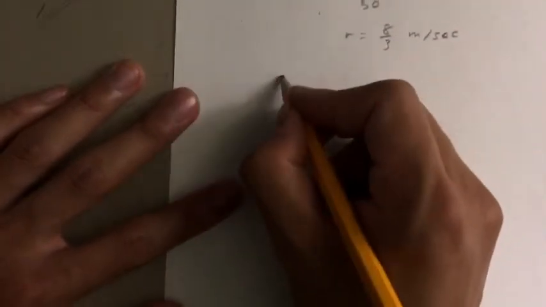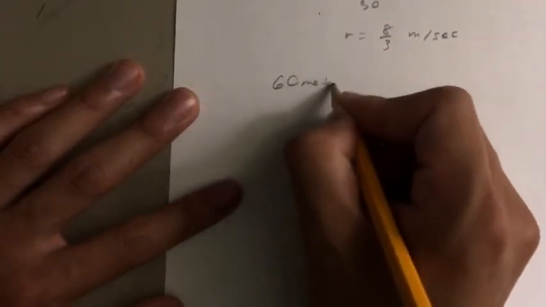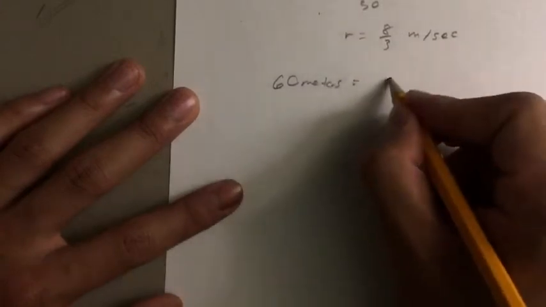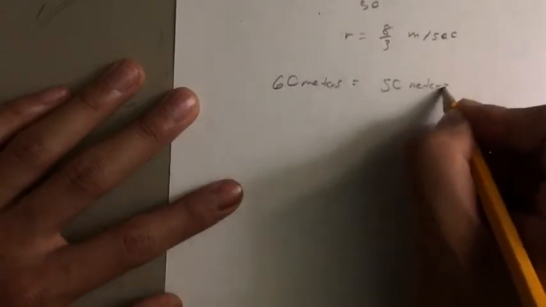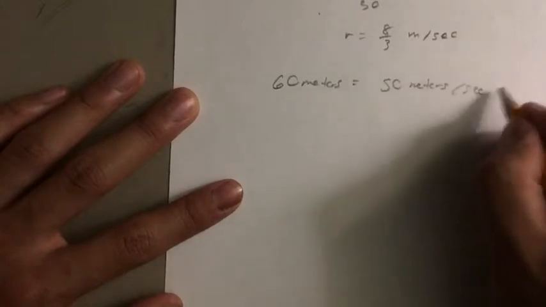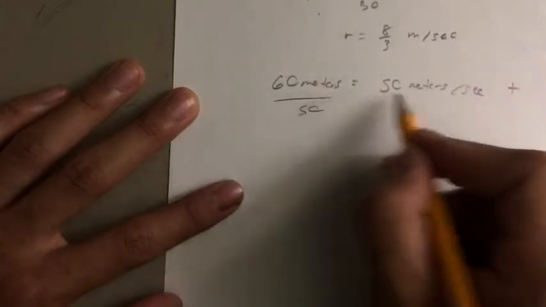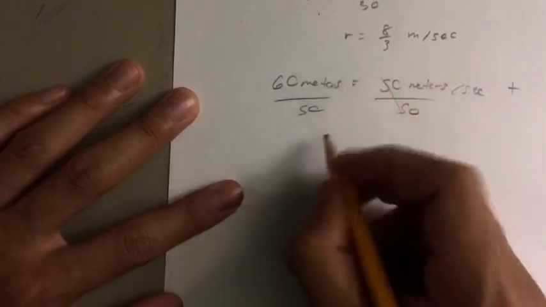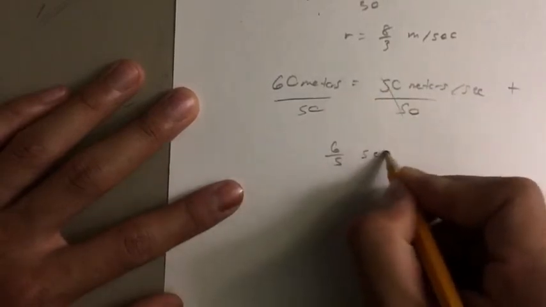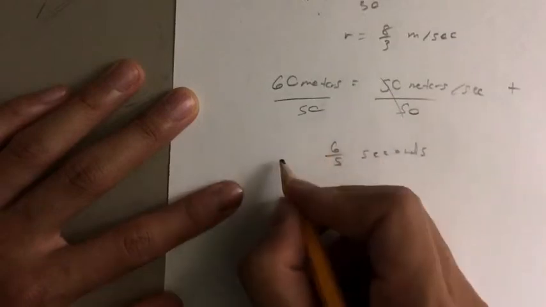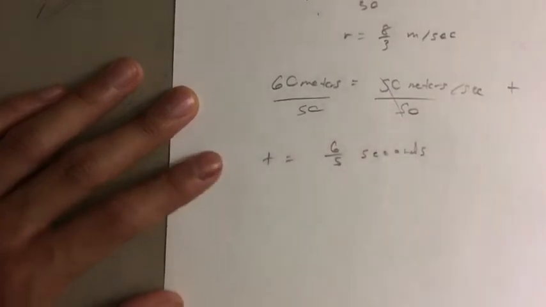Okay, let's solve for the last one, time. So someone travels 60 meters and they're traveling at 50 meters per second. How many seconds does it take them to travel that far? So, divide by 50, and you get 6/5 seconds. So, that's the time. So that's how you use the d equals rt equation.